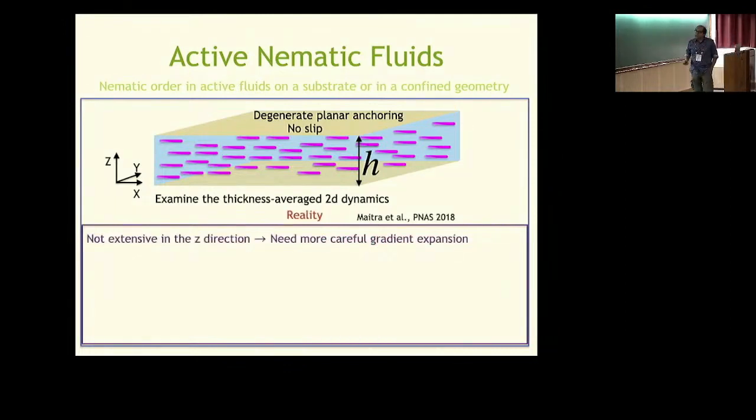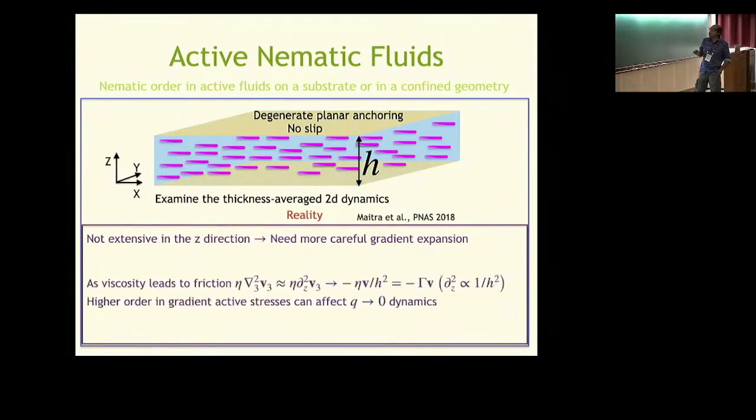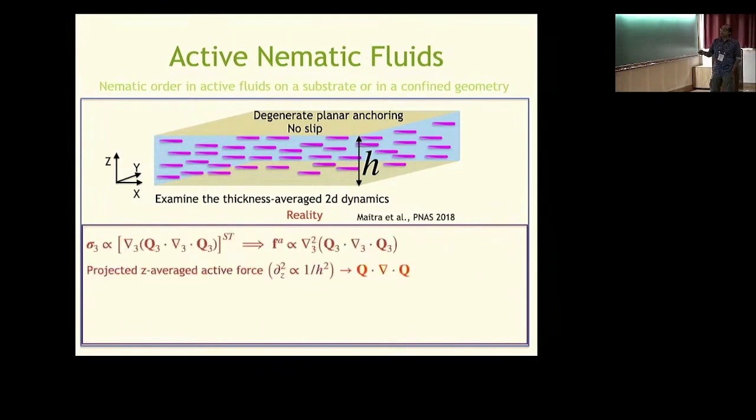However, it turns out to be a little more complicated, because the system is now not extensive in the z direction, and therefore we need to be more careful about the gradient expansion in a bulk theory. We got a friction from viscosity, so gradients in the z direction, the thin direction, are not small. So a higher order force density, which I would have ignored in bulk theory, can give me a term of this sort in the z-averaged theory. This is an active force density which cannot be written as a divergence of a stress. It requires dissipation, so it's only possible in a system in which momentum is not conserved.